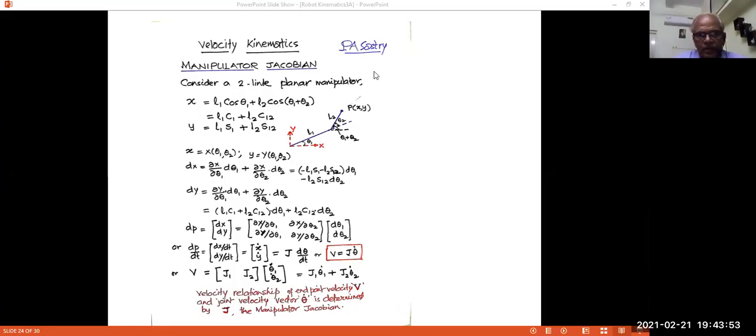In this lesson, we will look at the velocity kinematics of a robot manipulator. We already said that knowing the velocity vector of the end effector, given the velocities of the various joints, is the problem of velocity kinematics. We will approach this through a simple two-link planar manipulator example.